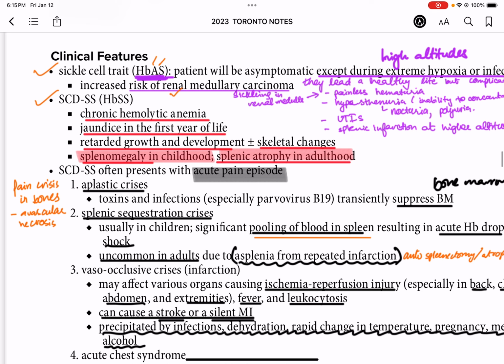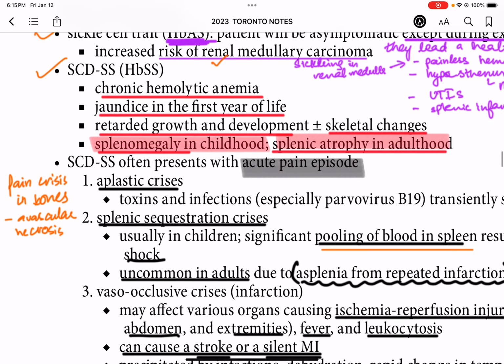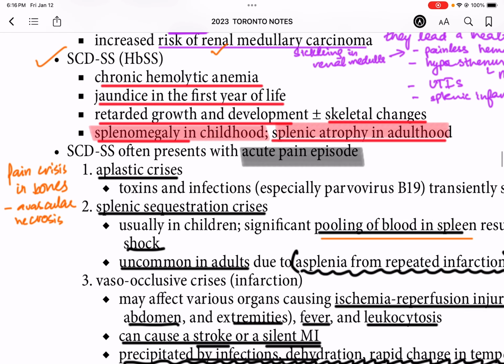Then we have hemoglobin SS, which is sickle cell disease SS. This is homozygous. This is complete hemoglobin S, the sickle cell disease. What happens in it is chronic hemolytic anemia, because after the polymerization there would be hemolysis too, which would lead to anemia. Jaundice in the first year of life, retarded growth and development with or without skeletal changes, but there is retarded growth and development.